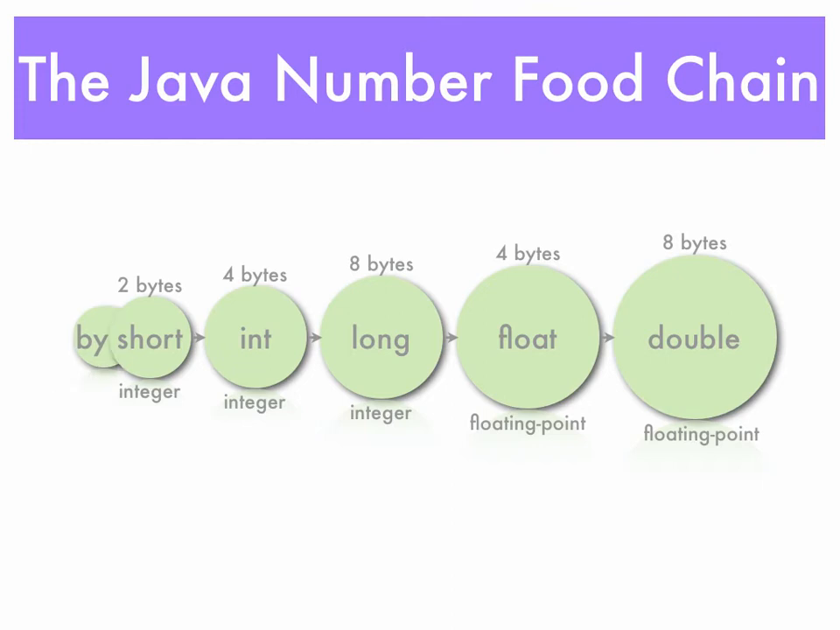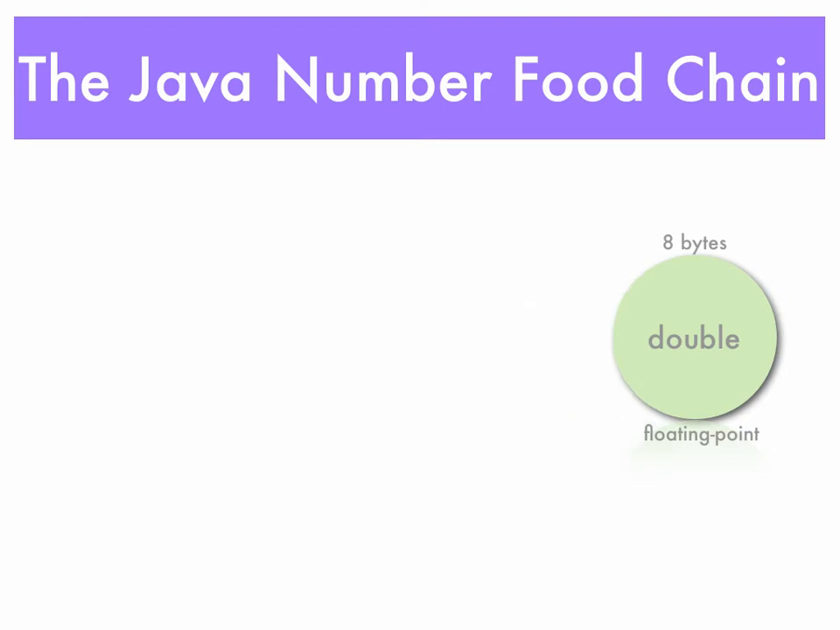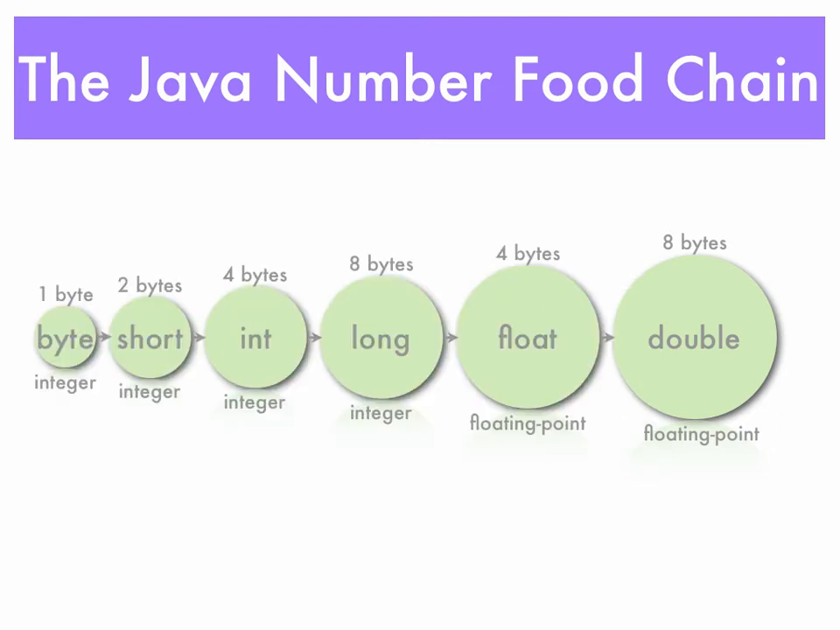Now, our food chain allows us to have something of a type lower on the food chain stored into a space declared to be of a type higher in the food chain. So a byte can be stored into a short can be stored into an int can be stored into a long can be stored into a float, and a float can be stored into a double. Anything lower on the food chain can be stored into a space declared to be of a type higher on the food chain. So a byte can be stored into a short and into an int and a long and a float and a double.